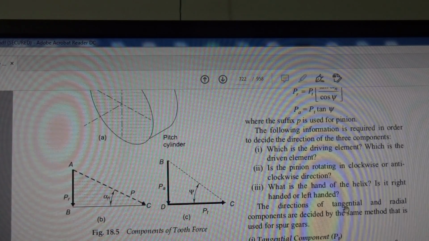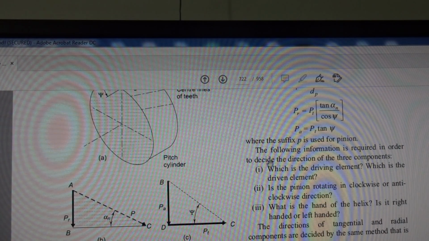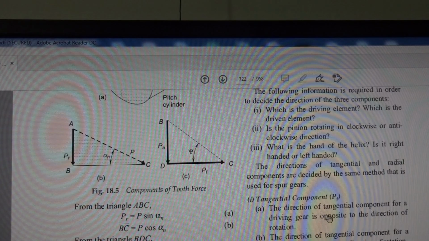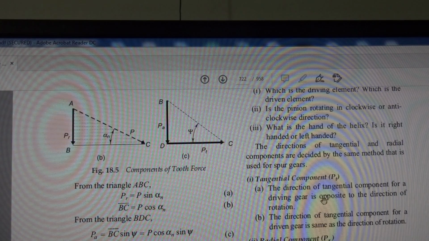Now what is the direction of these components? The following information is required in order to decide the direction of the three components. First, which is the driving element and which is the driven element. Second, whether the pinion is rotating in the clockwise or anti-clockwise direction. Third, what is the hand of the helix, whether it is right-handed or left-handed. If you know this information, you can get the direction of the components of all the forces.